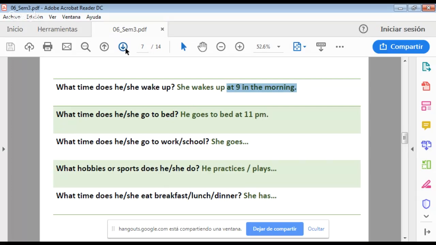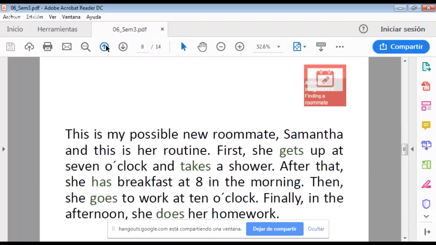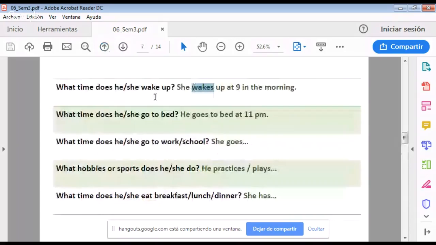¿Ok? Para hacer esto es importante esto que les voy a mencionar, que son las reglas. ¿Cómo sabemos si tenemos que agregar S o ES al verbo cuando acompañan a he o she? Si se dan cuenta en esto, tenemos aquí solamente agregué una S, wake se convierte en wakes, pero go se convierte en goes, he goes. Lo mismo, practice es el verbo original, digámoslo así, practices sería el verbo ya conjugado. Pero si digo, again, go, entonces es goes cuando ya lo acompaño de she or he.